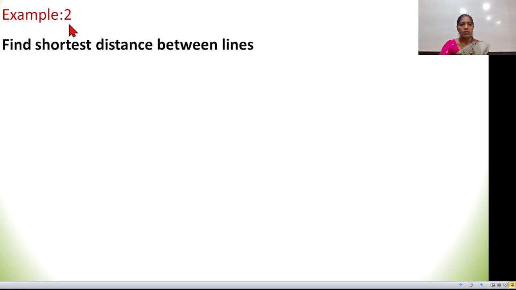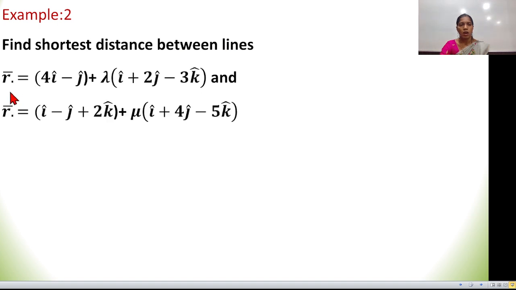Okay, now let's see our second example. In this example, find the shortest distance between the lines. The lines are given. First, r bar is equal to 4i minus j plus lambda in bracket i cap plus 2j cap minus 3k cap, and r bar for the second line is i cap minus j cap plus 2k cap plus mu in bracket i cap plus 4j cap minus 5k cap.